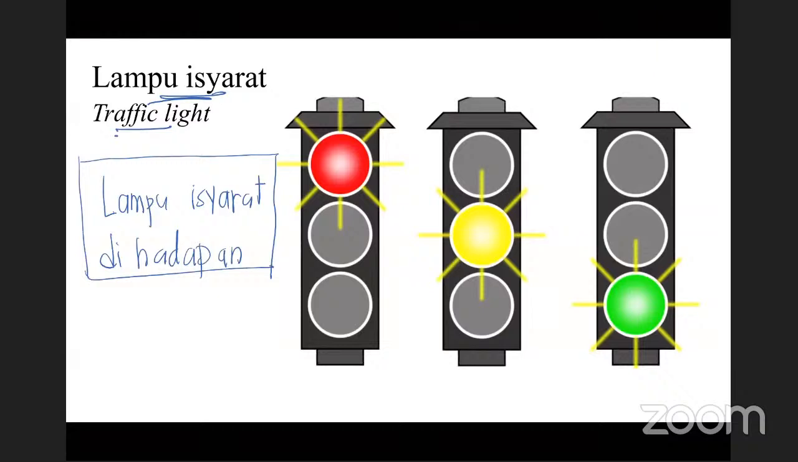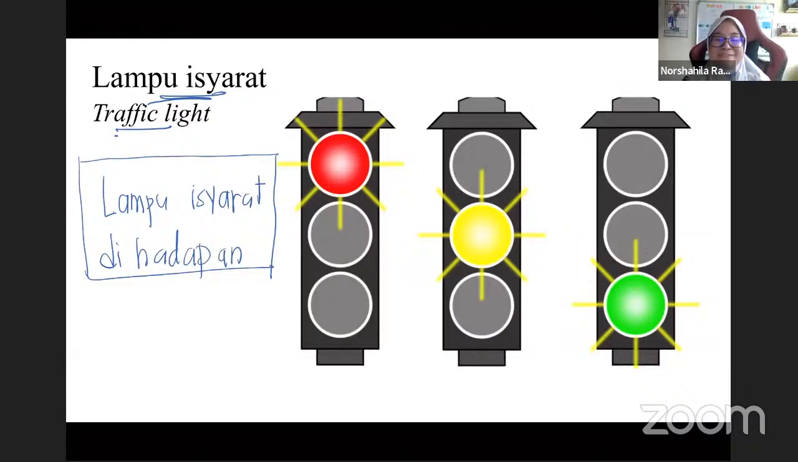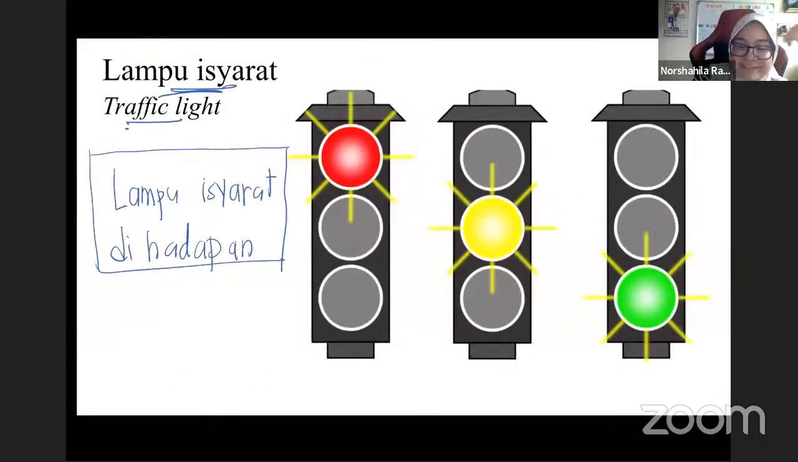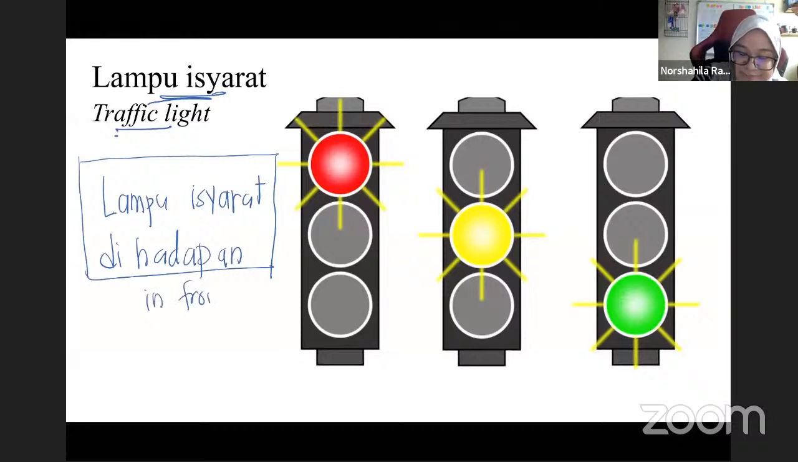Traffic light, the opposite. My mistake, sorry. Hadapan also means, how to say? In front. In front, thank you so much. So hadapan means in front. If the signboard says lampu isyarat di hadapan, it means there is a traffic light in front.